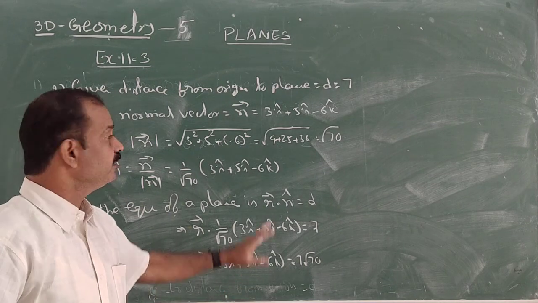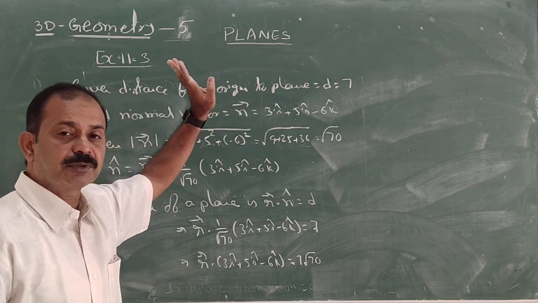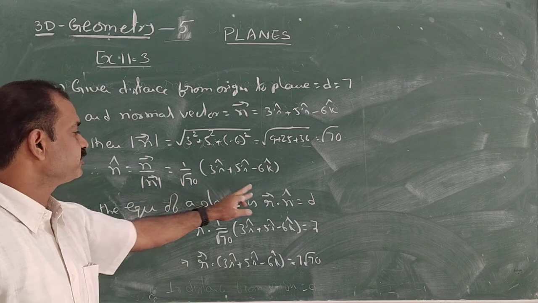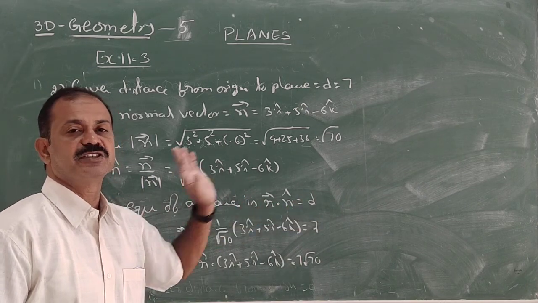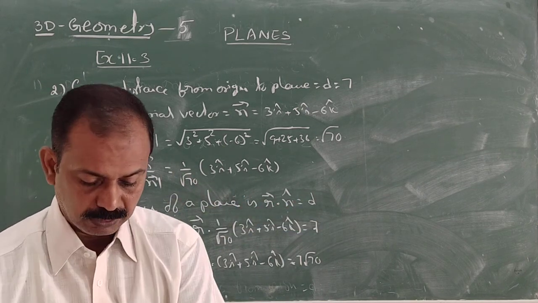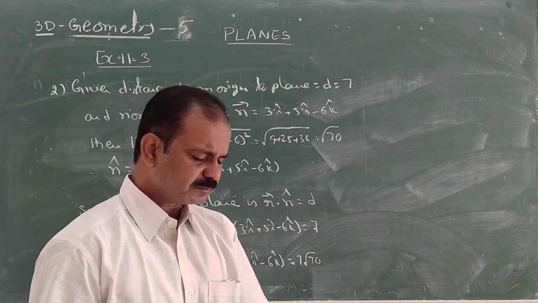I hope it is clear. Whenever perpendicular distance from the origin is given, the equation is r dot n cap is equal to d. Now let me come to the third one.